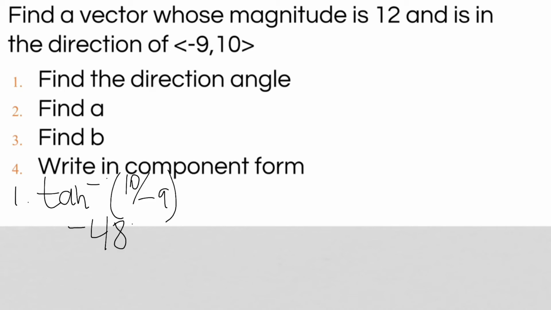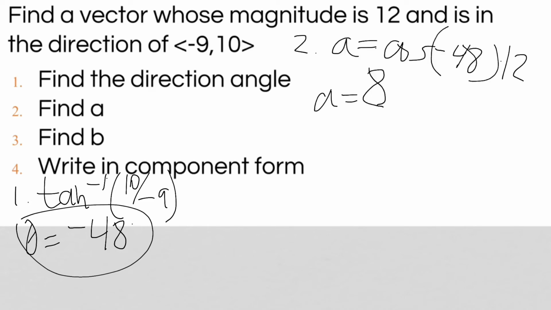All right, when I use my inverse tangent of B over A, 10 over -9, put that in the calculator, I get the angle to be -48 degrees. Now let's look for A and B. Right, when I plug in my cosine of my angle, times it by the magnitude 12, I get A to be 8. Now I'm going to look for B.